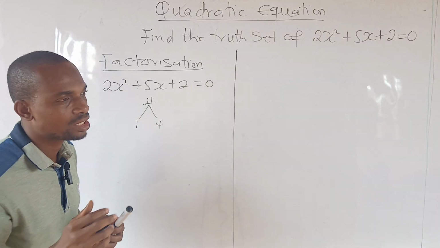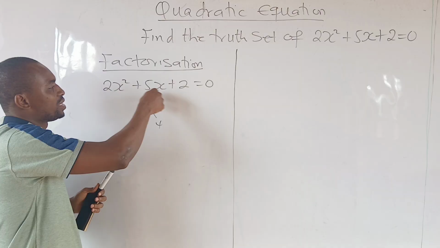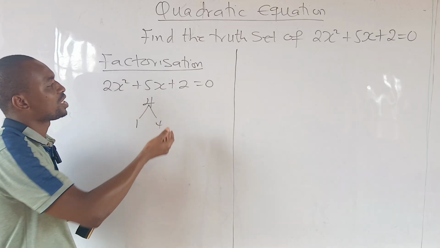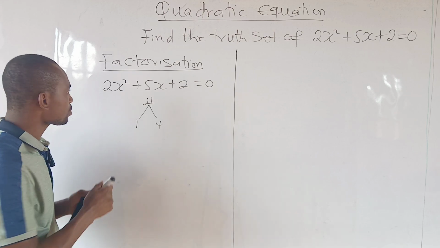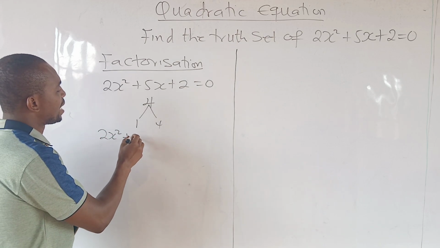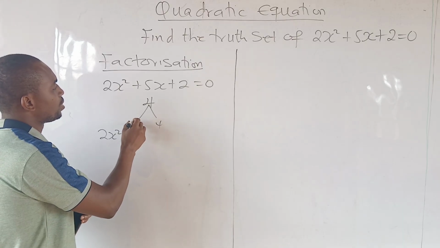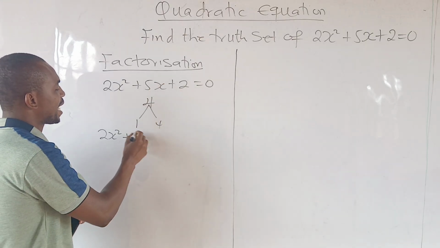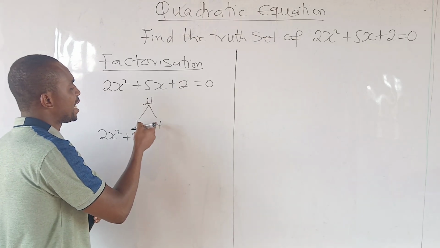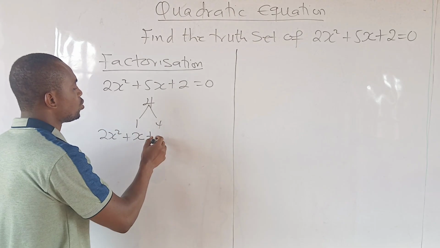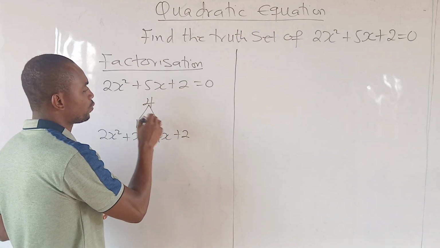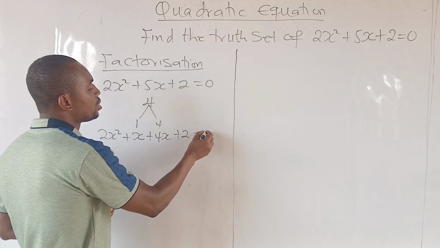is rewrite the middle term here by using these numbers as coefficients of the x. So you're going to get 2x squared plus the 1 here and the x, plus, always it goes with the sign attached to it, 4 and the x, plus you maintain the 2 here, equal to 0.